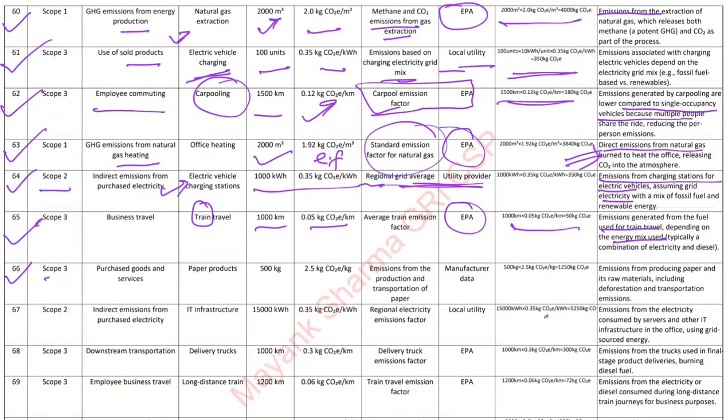Example number 66 is Scope 3, purchased goods and services. Very good example. In each and every office we utilize paper products. So this is the weight, emission factor, emissions from the production and transportation of the paper. Manufacturer data is providing this emission factor. So basically emissions from producing paper and its raw material, again an LCA approach. So think about the deforestation and transportation emissions as well.